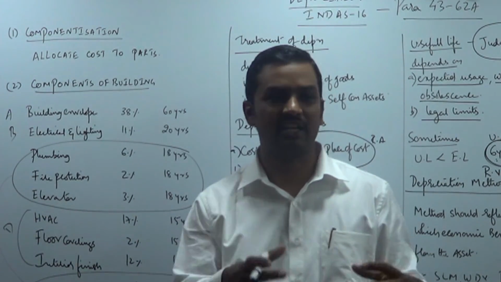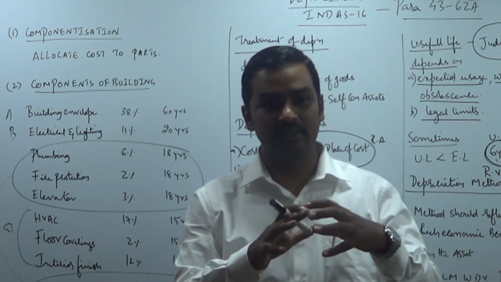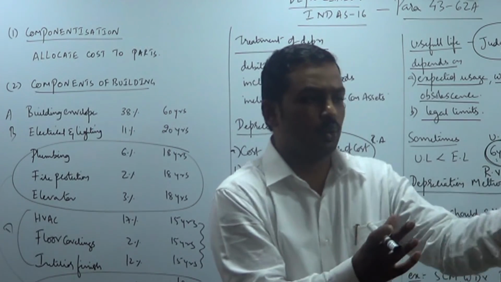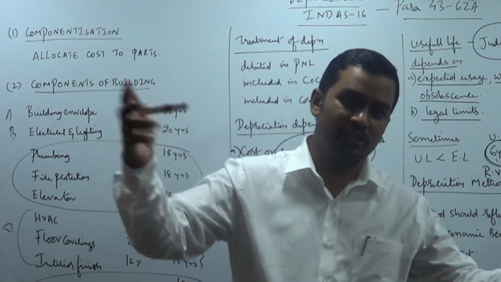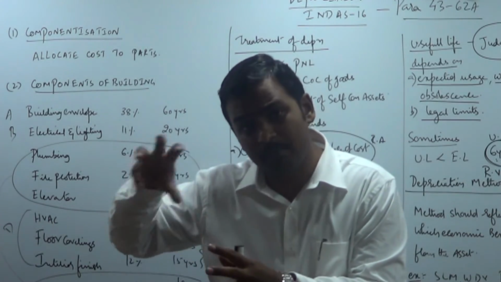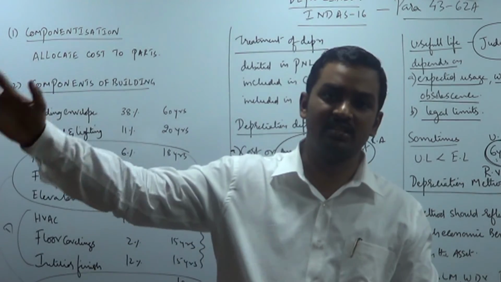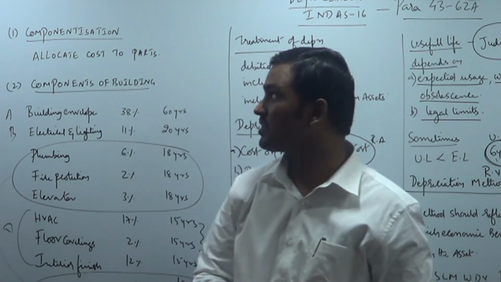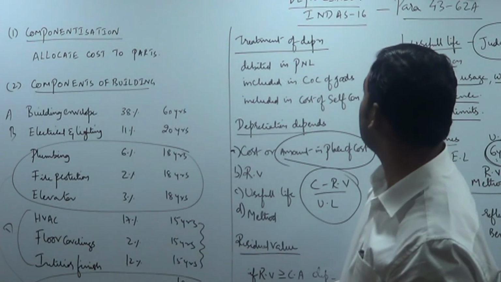As per the standard, if there are insignificant parts, they can be clubbed and depreciated together, and you may use some approximation techniques. But if it is possible to depreciate insignificant parts separately, then definitely yes, insignificant parts can also be depreciated separately. Okay. So this was the discussion on depreciation under Ind AS 16.